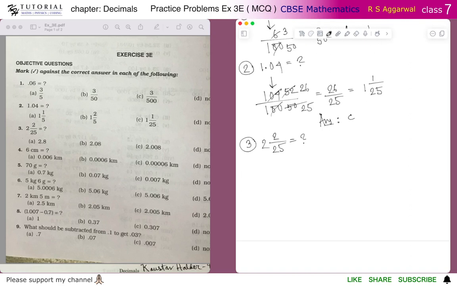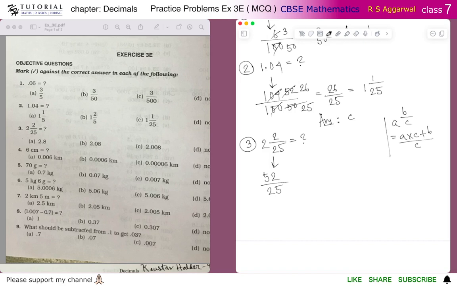So first we have to convert the mixed fraction to an improper fraction. How do we convert a mixed fraction in the form a b by c into an improper fraction? This is a into c plus b divided by c. So this mixed fraction becomes 25 into 2, 50 plus 2, that is 52 by 25.